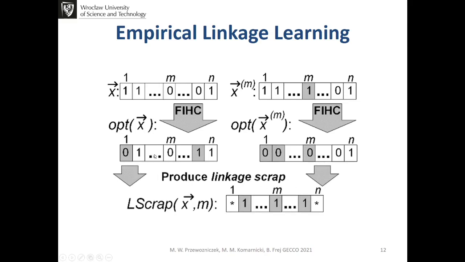Now we can compare the results of this optimization. If these two genotypes differ, then all the differences are caused by this perturbation. If all these differences are caused by the perturbation of this single gene, then we can say that all these genes are dependent. Such a piece of information is called a linkage scrap, and a linkage scrap is information about a group of genes which are dependent on each other.